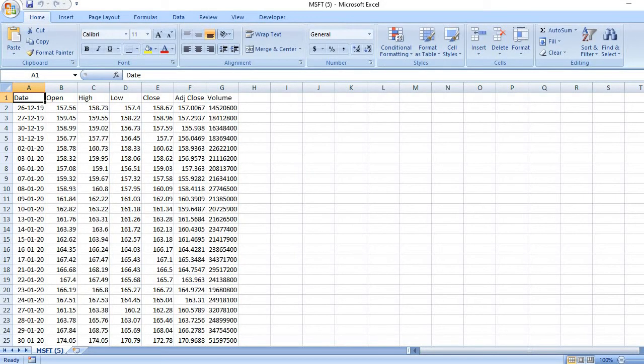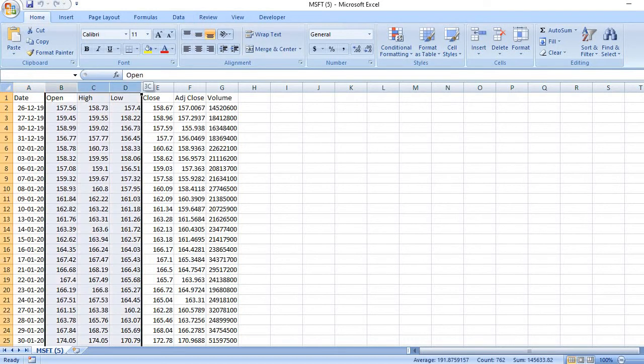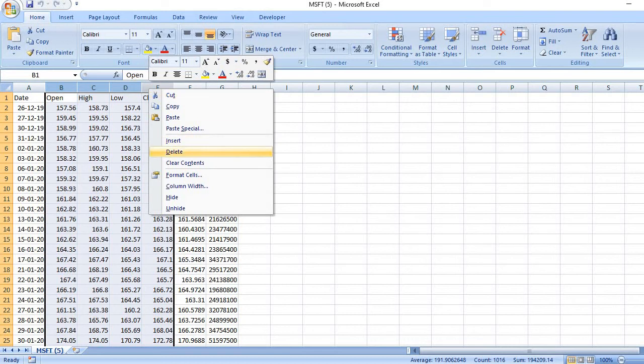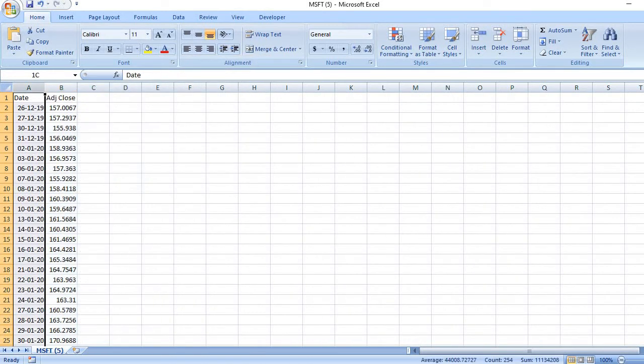It is showing 7 columns: date, open price, high price, low price, close price, adjusted close, and volume. We will be using only adjusted close, so the other columns we are going to delete. Let's delete the other columns. Let's increase the font size.